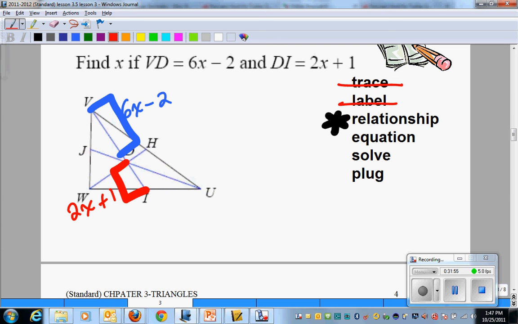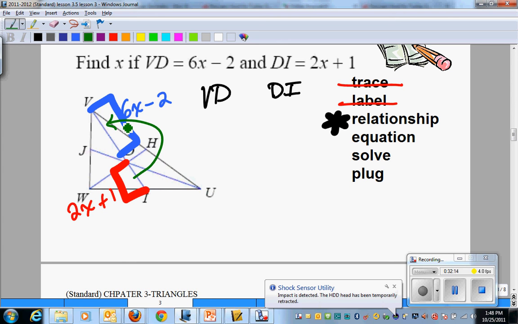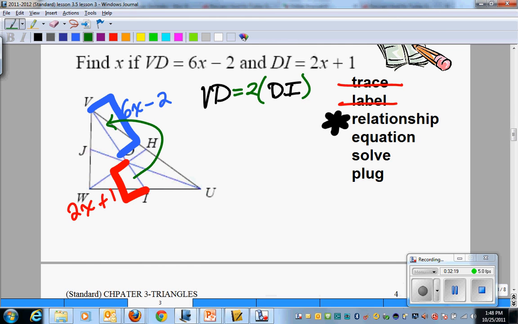Relationship. The tendency is to just throw the equations together and do whatever. You don't do that. Let's look at what we have. We have VD and we have DI. You must establish the relationship. How many DIs go in one VD? 2. So there is your equation. How many of these fit up here? 2. So your equation is 6x minus 2 equals 2 times 2x plus 1.